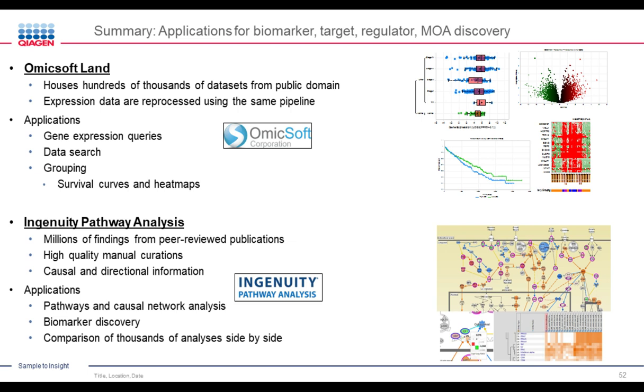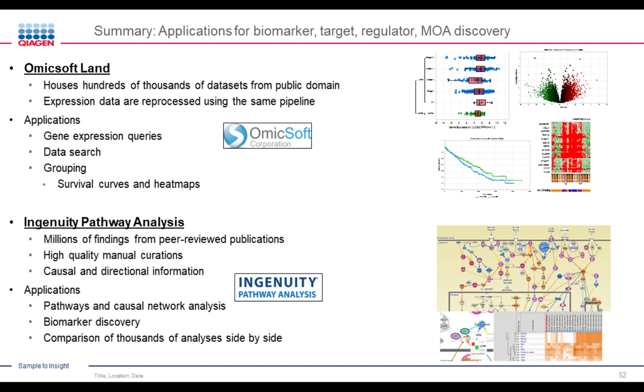So the overall summary for this presentation is that we looked at two software. One is Oncoland from Omicssoft, and the second one is Ingenuity Pathway Analysis from Ingenuity. Both Omicssoft and Ingenuity are part of QIAGEN. Both of these software have their own unique database. In the Land database, our curators have curated information from public sources such as TCGA, SRA, GEO, and so on. They have curated actual data, and they have reprocessed all of this NGS data, especially the gene expression data, using the same pipeline.